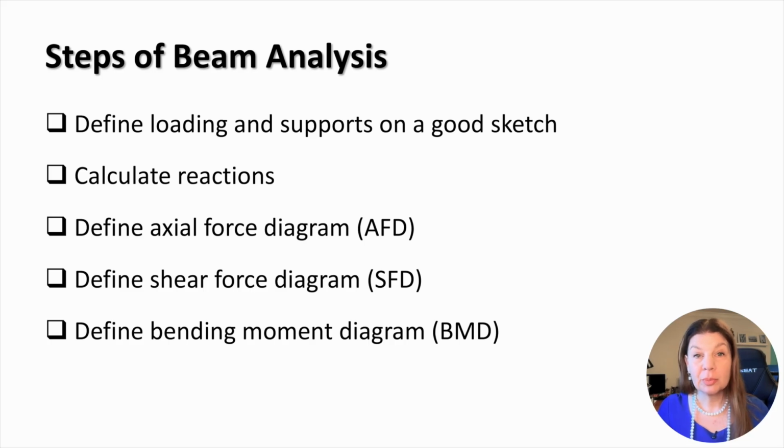Beam analysis follows a clear sequence of steps. First, we define the loading and support conditions on a clear structural sketch. Second, we calculate the support reactions using equilibrium equations. Third, we determine the axial force distribution along the beam and construct the axial force diagram. Then, we determine the shear force distribution along the beam and construct the shear force diagram. And finally, we determine the bending moment distribution and construct the bending moment diagram. These diagrams provide a complete description of how the beam responds internally to loading.